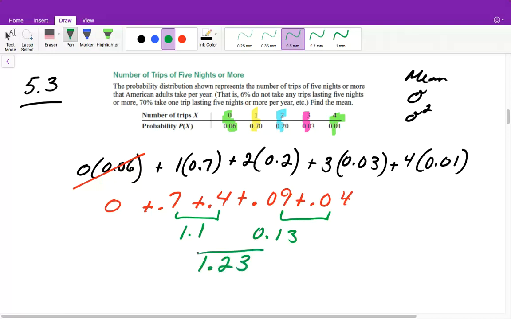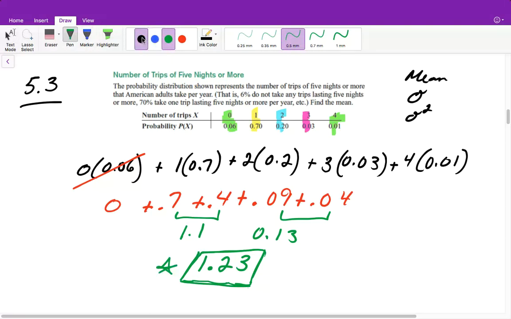So that means on average, American adults take 1.23 trips that are 5 nights or more. So slightly more than one trip. Each American adult will take slightly more than one trip that is 5 nights or more. Right? And that is our mean.